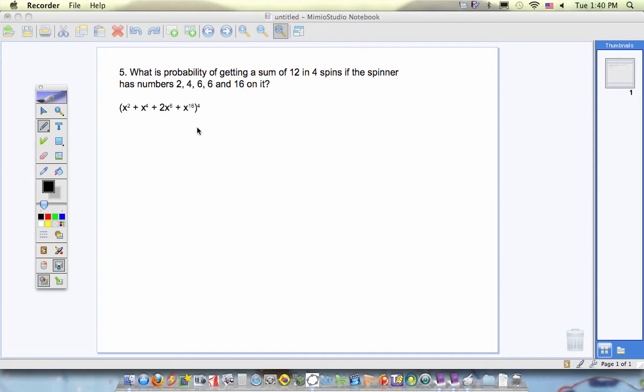The book did a nice job of explaining in the Habits of Mind how the numbers that you can get on each spin relate to the exponents. So since you can get a 2 with the first spin, that's why this is x squared, a 4, that's why this is x to the 4th, x to the 6th. There's actually 2 ways to get the number 6, so we made this a coefficient of 2 with the exponent of 6. And then here we have x to the 16th because you can get 16. The power overall is the 4th because you have 4 spins that you're doing.